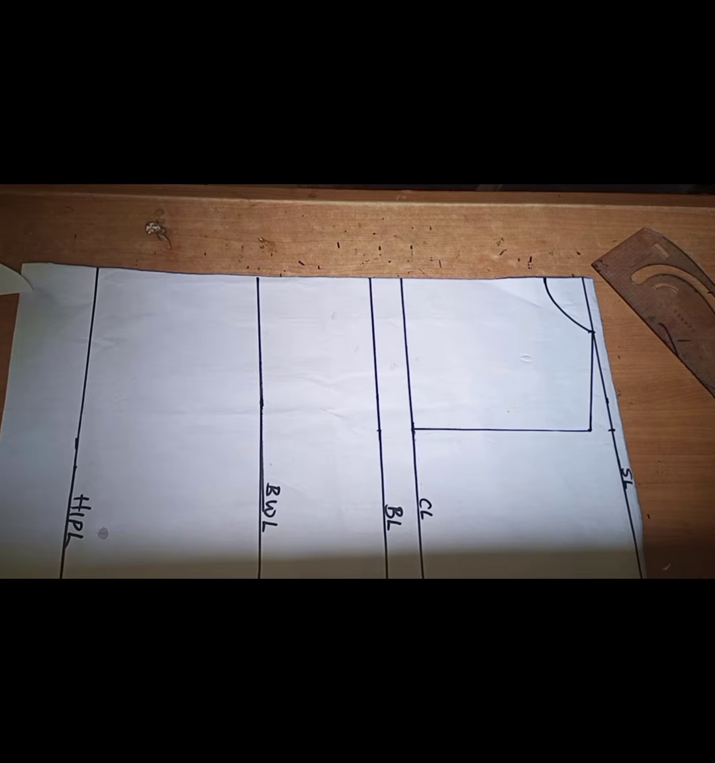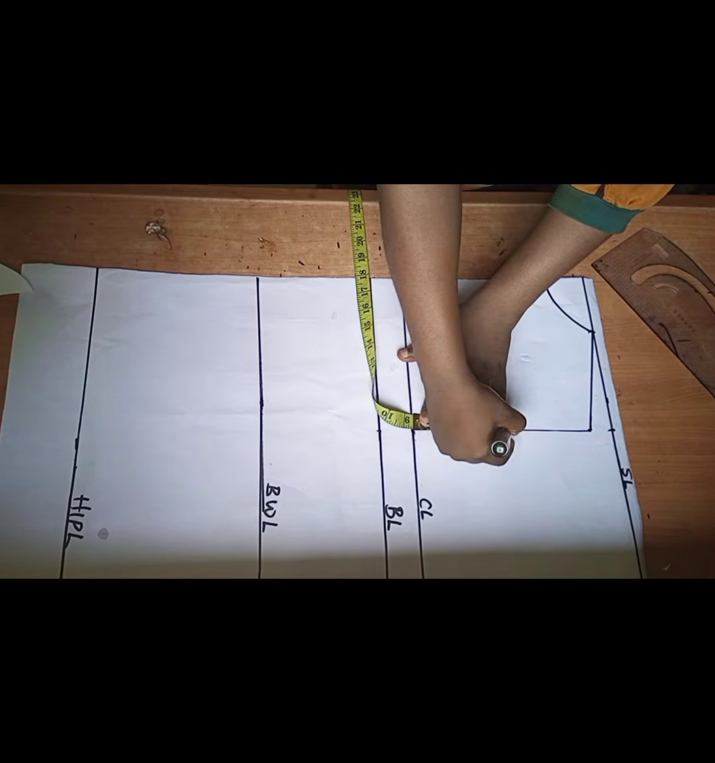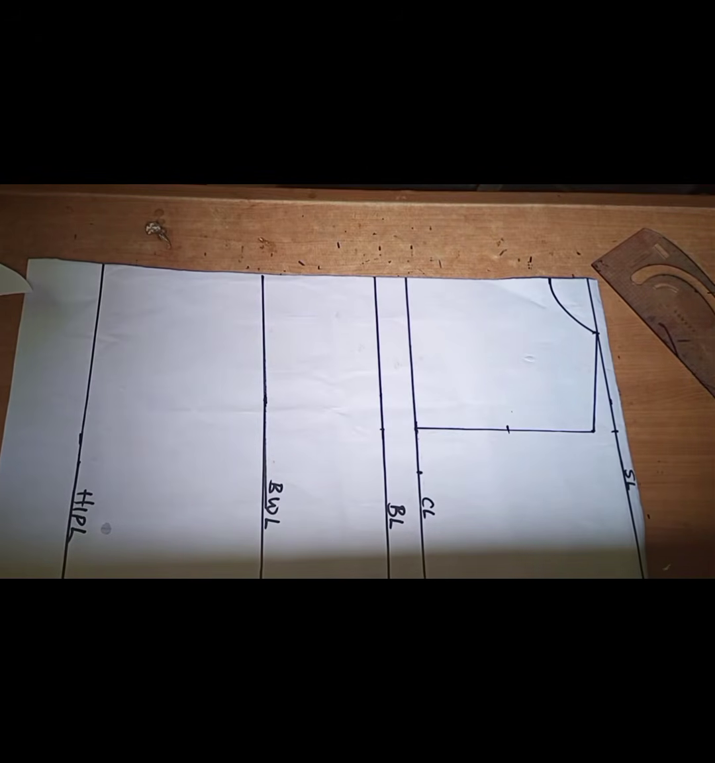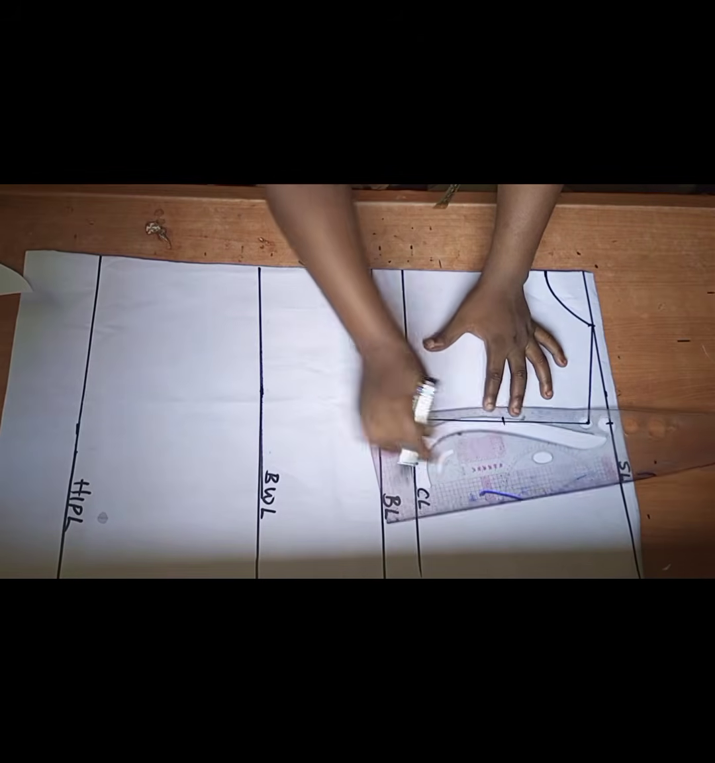So the next thing is to divide what I have for the armhole part. I will get the midpoint, and then I will take my bust circumference divided by 4. I will mark the point on my chest line and then connect it this way for my back armhole.